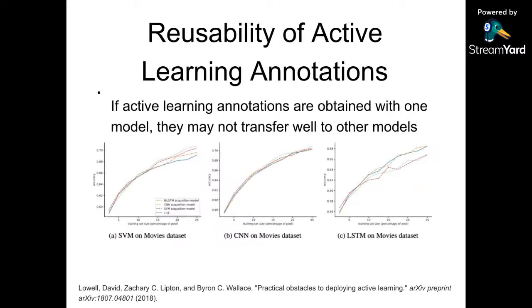Let's suppose we label one dataset, and there will be a problem: active learning annotations acquired with one model may not transfer well to another model. That means we trained one model and it chose some hard samples, and then we train another type of model, and those hard samples are easy for this model. So whatever you annotate for the first model can't be a good representative for the second model, so we can't reuse those annotations for the second model.